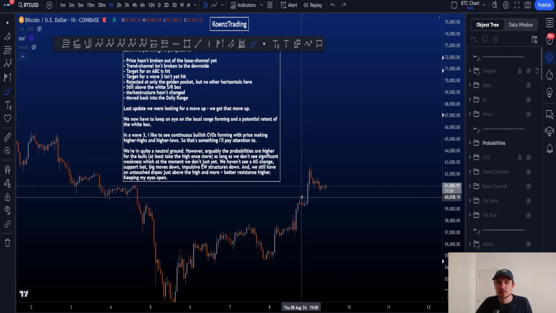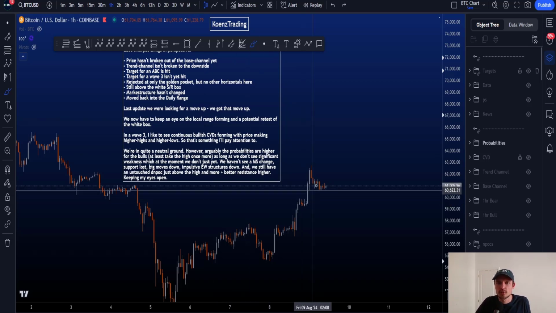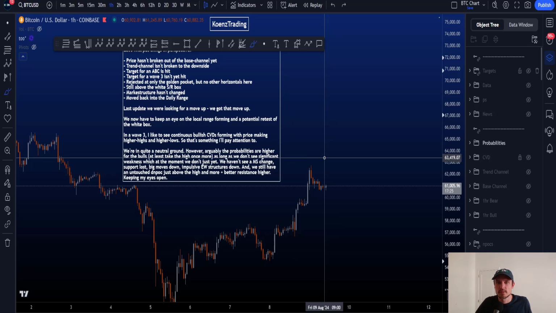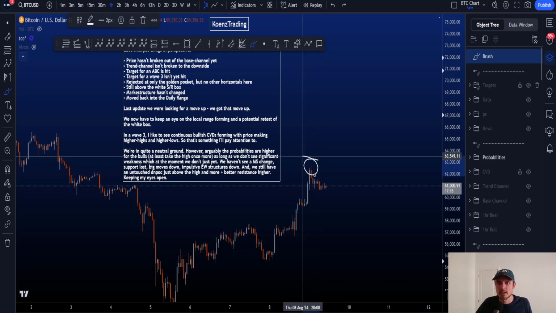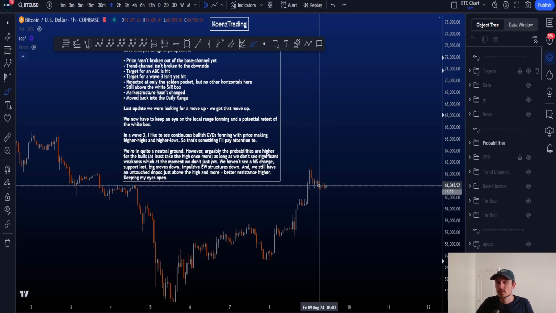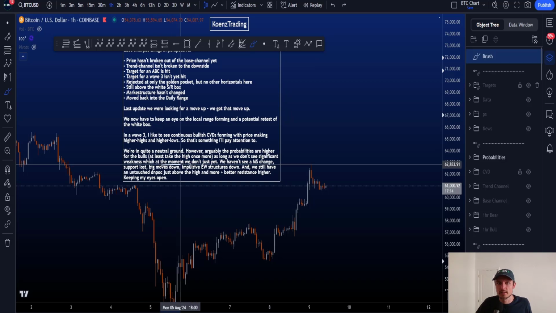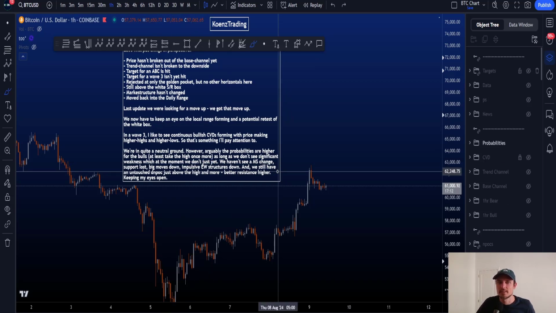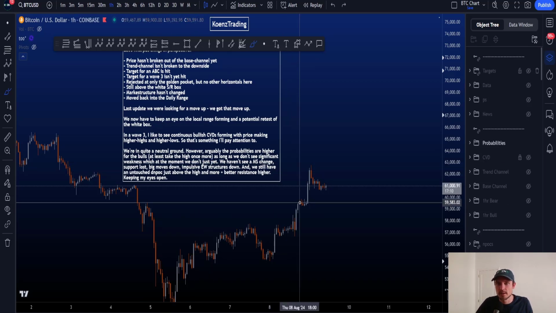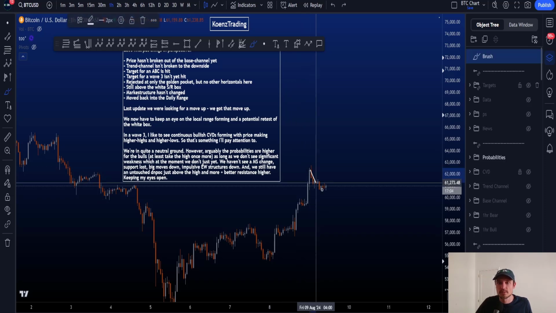So at the moment, you can arguably say, well, we're in quite neutral ground. We hit the target for a wave C. However, arguably, the probabilities are higher for the bulls at the moment to at least take this high out once more, as long as we don't see significant weakness. And at the moment, we don't yet see significant weakness. We haven't seen a market structure change. We haven't seen any support lost. We don't have any big moves towards the downside.